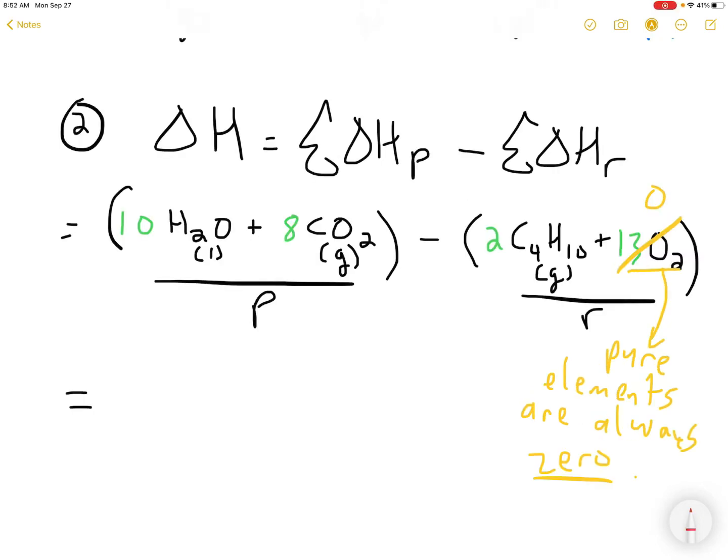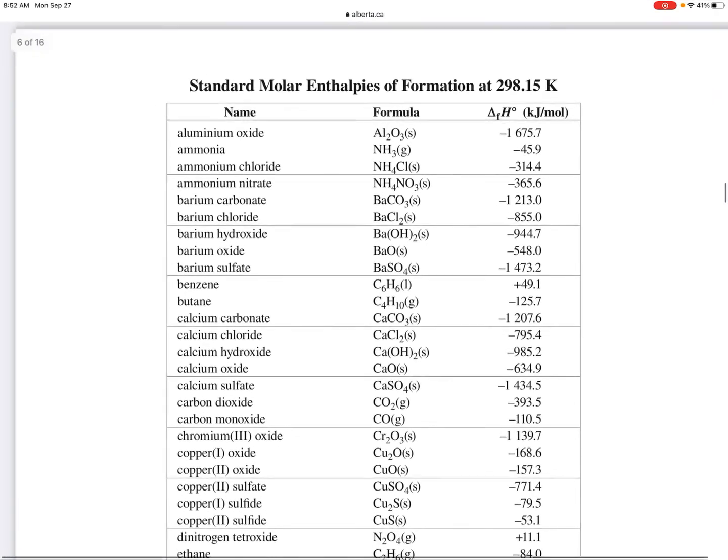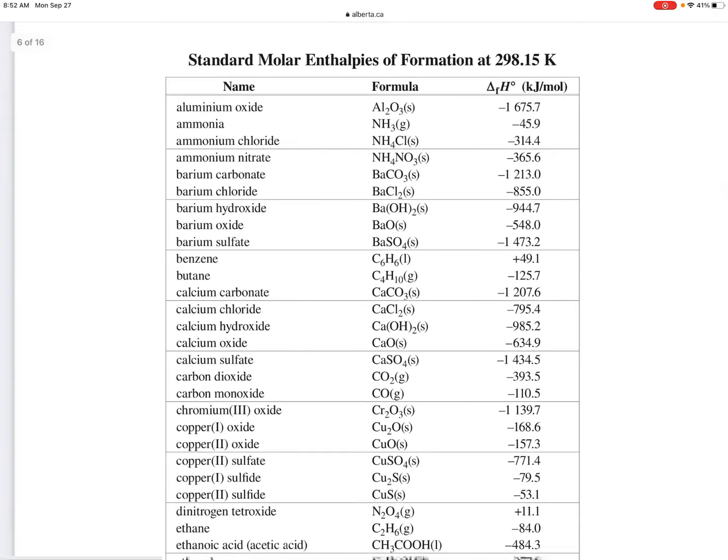Now all we're going to do is go to our data booklet and insert, wherever we've written the compound here, the molar enthalpies of formation. Now our molar enthalpies of formation values for all the compounds that we're going to use in Chem 30 can be found on pages 4 and 5 of the data booklet here. So if you look, it's listed in alphabetical order.